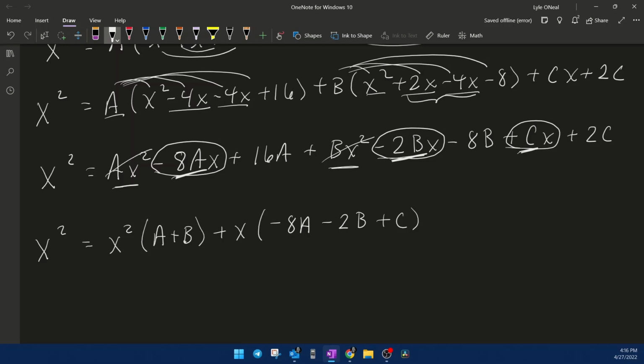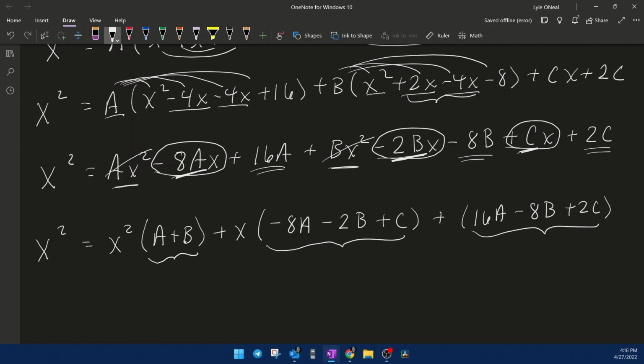And then the last thing, the constants. I have a plus 16a minus 8b plus 2c. So let's say plus 16a minus 8b plus 2c. All of that would represent the constant. So this is the coefficient of x squared. This is the coefficient of x.